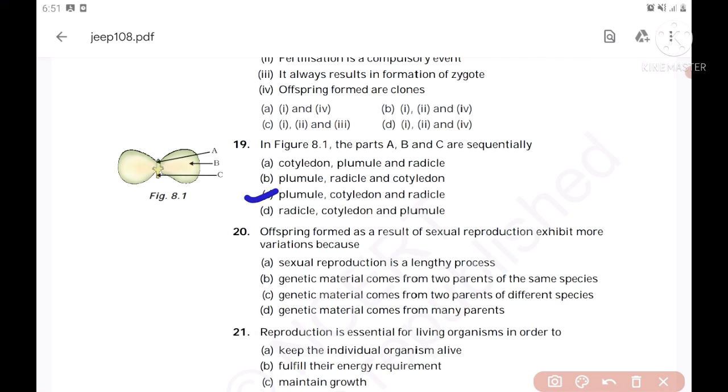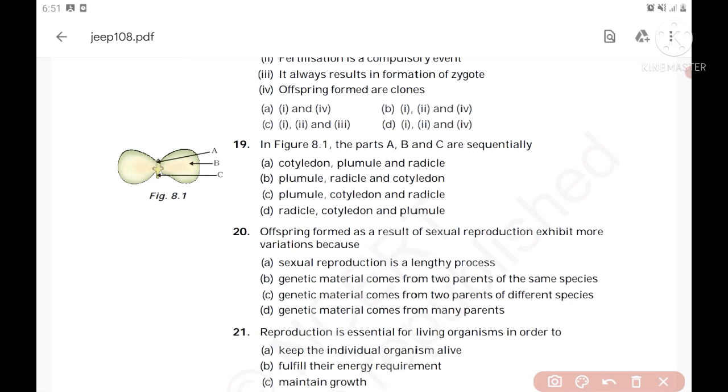Next question. 20. Offspring formed as a result of sexual reproduction exhibit more variations. Why does it exhibit more variation? See, sexual reproduction is a lengthy process. Does it seriously depend on that? No, right? Genetic materials come from two parents from the same species. Genetic material comes from two parents of different species. Genetic material comes from many parents.